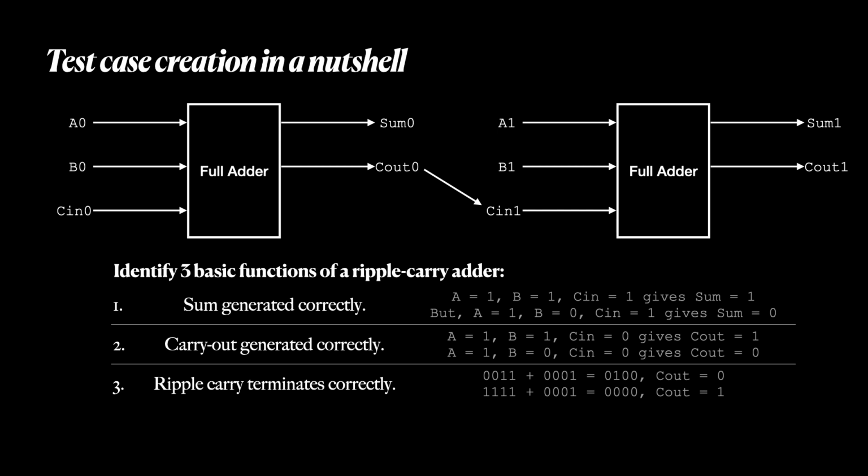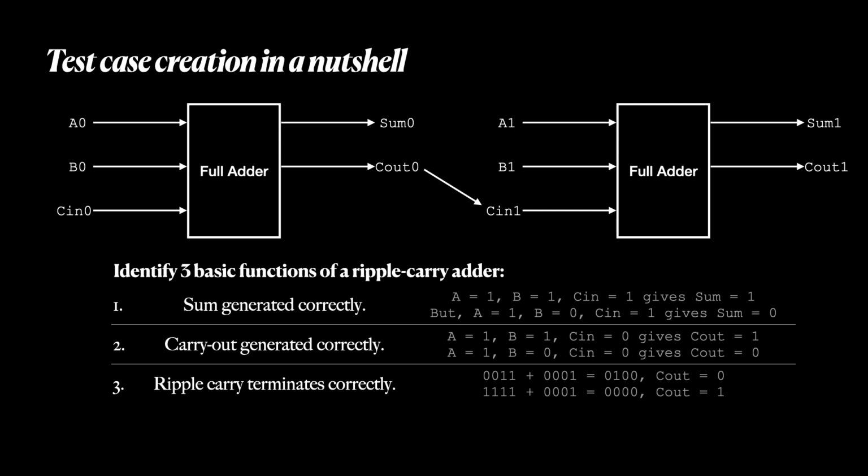Once we've arrived at these basic functions, we can then work backwards to find the inputs that would require using these behaviors. For example, for the sum generation, the input of a equals 1, b equals 1, and cn equals 1 gives a sum of 1. However, a equals 1, b equals 0, and cn equals 1 gives a sum of 0. So we can see that the sum bit is actually generated dependent on all three a, b, and cn bits, and we can discover the kind of combinations that will give us the ability to test for this function.